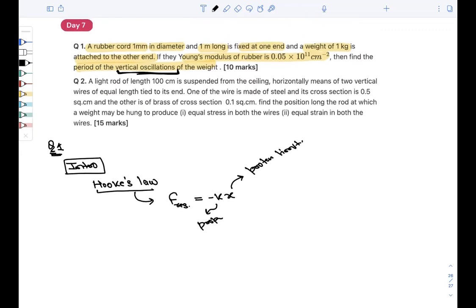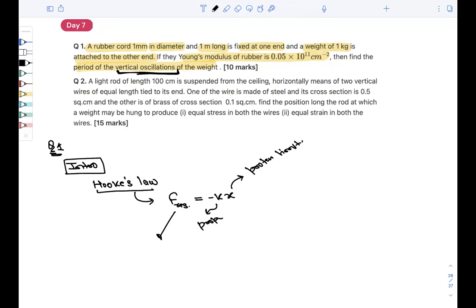So you need to write in the introduction that Hooke's law states that force applied on an object is directly proportional to its displacement when the displacement is under its proportional limit. Now understand one thing, it is restoring in nature. That means the net force on the rod will be zero at all times. It will always be in equilibrium.